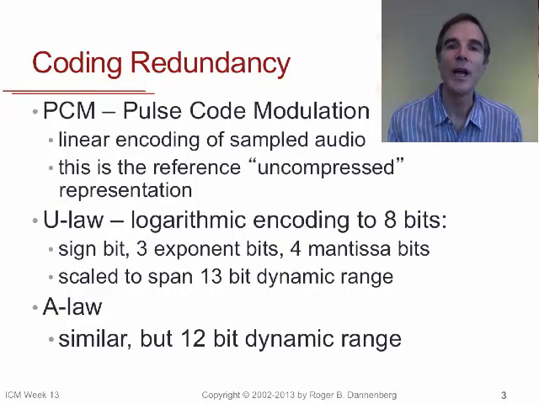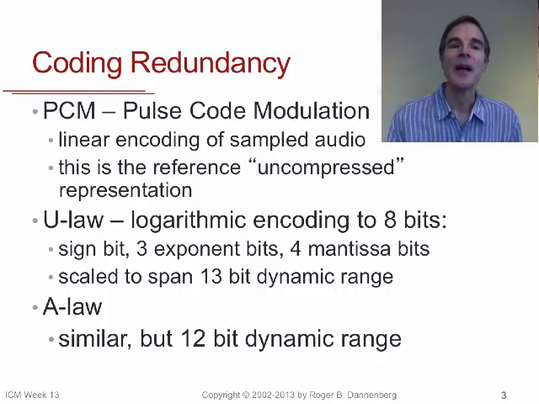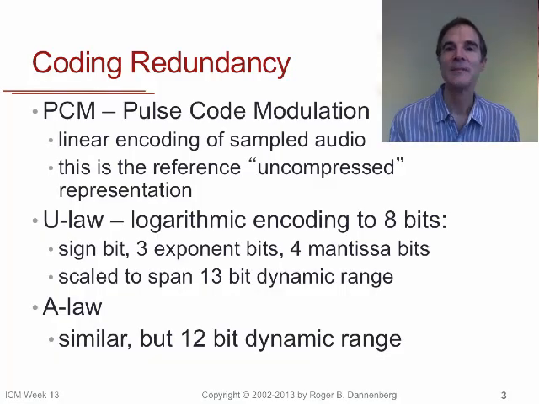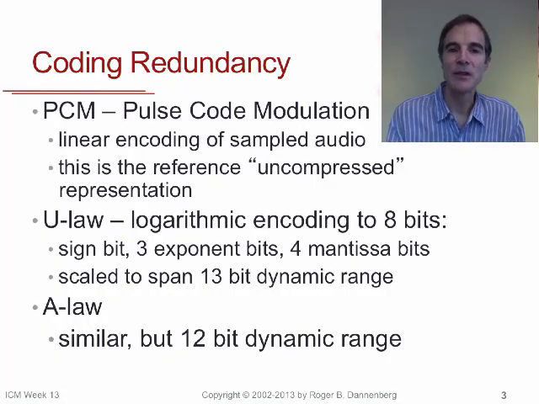Let's talk about ways of using coding redundancy to compress audio. We'll start with PCM, or pulse code modulation, which is a linear encoding of sampled audio. That is considered uncompressed audio that we want to compress. One way to compress PCM is to use a representation called mu law. That's mu as in the Greek mu, not u as in the letter U.